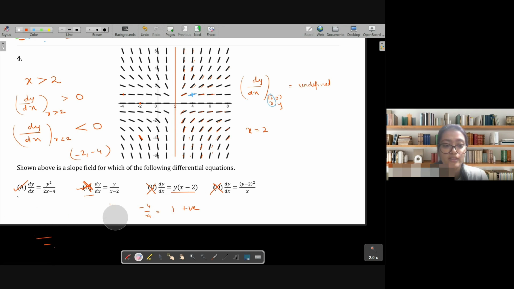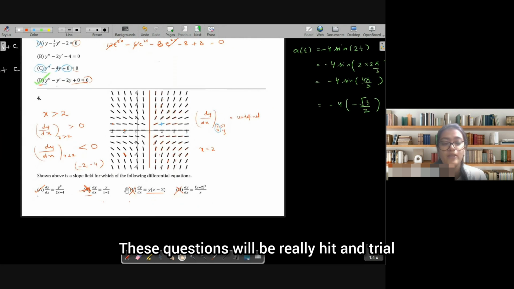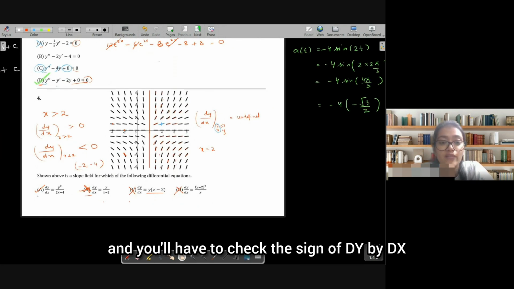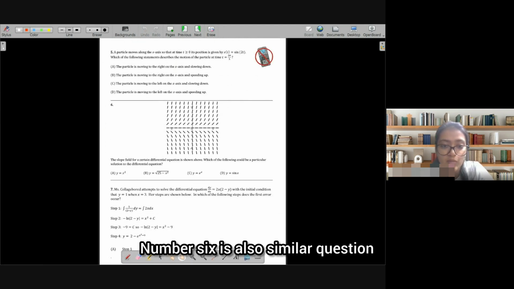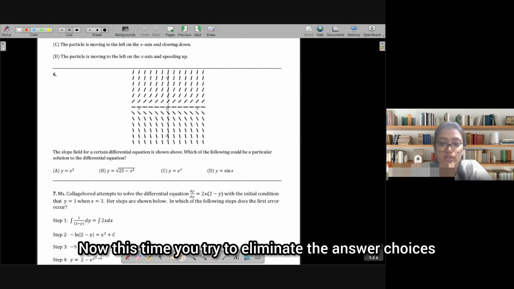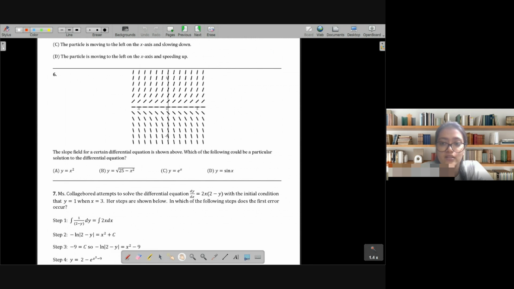So this is how you have to do these questions, and these questions will be really hit and trial. You'll have to take points, and you'll have to check the sign of dy by dx. Probably we can do one more question of this type. Number 6 is also a similar question. Now this time you try to eliminate the answer choices, because 100% you'll get a question like this.